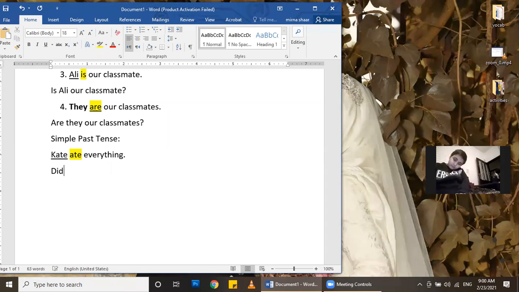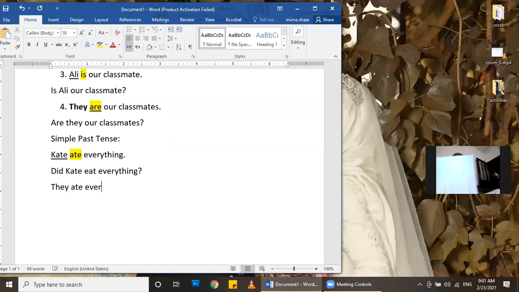For example, Kate ate everything. Did Kate, and as I told you before, the base form of the word ate is eat. Okay, so did Kate eat everything, with a question mark? Let's say the second sentence is they ate everything. Okay, this is a sentence.